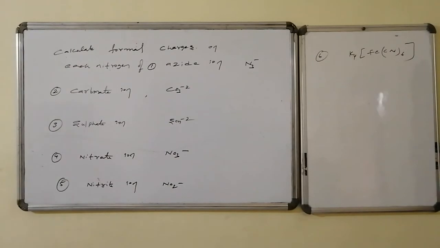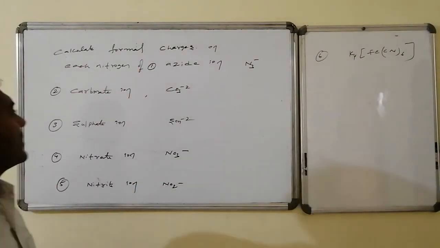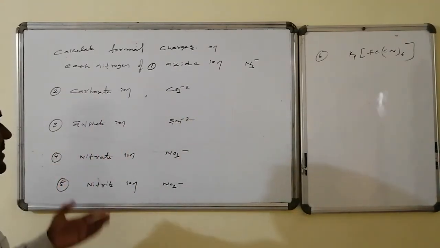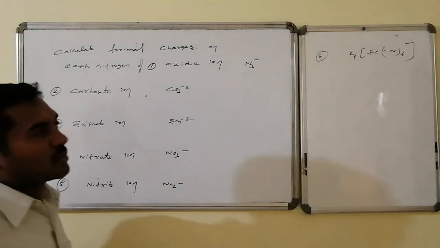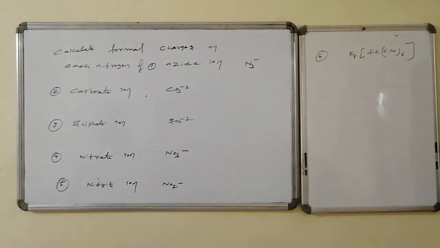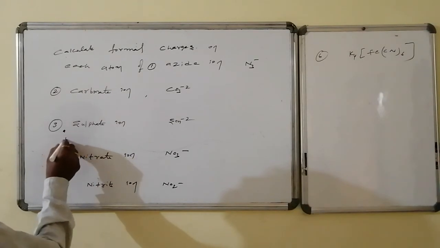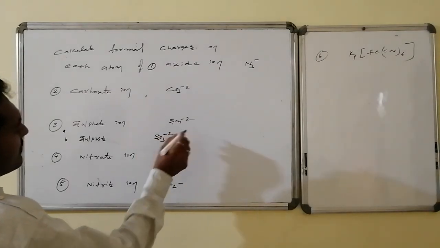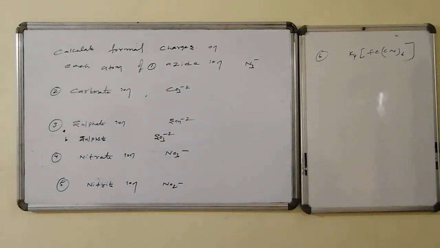Calculate the formal charges on each nitrogen present in the azide, each atom present in the carbonate, that is CO3 2 minus, sulfate of SO4 2 minus, nitrate of NO3 minus, nitrite of NO2 minus, and the potassium ferrocyanide K4[Fe(CN)6]. That is each atom of azide, carbonate, sulfate, sulfite also, sulfite, nitrate, nitrite, as well as potassium ferrocyanide.